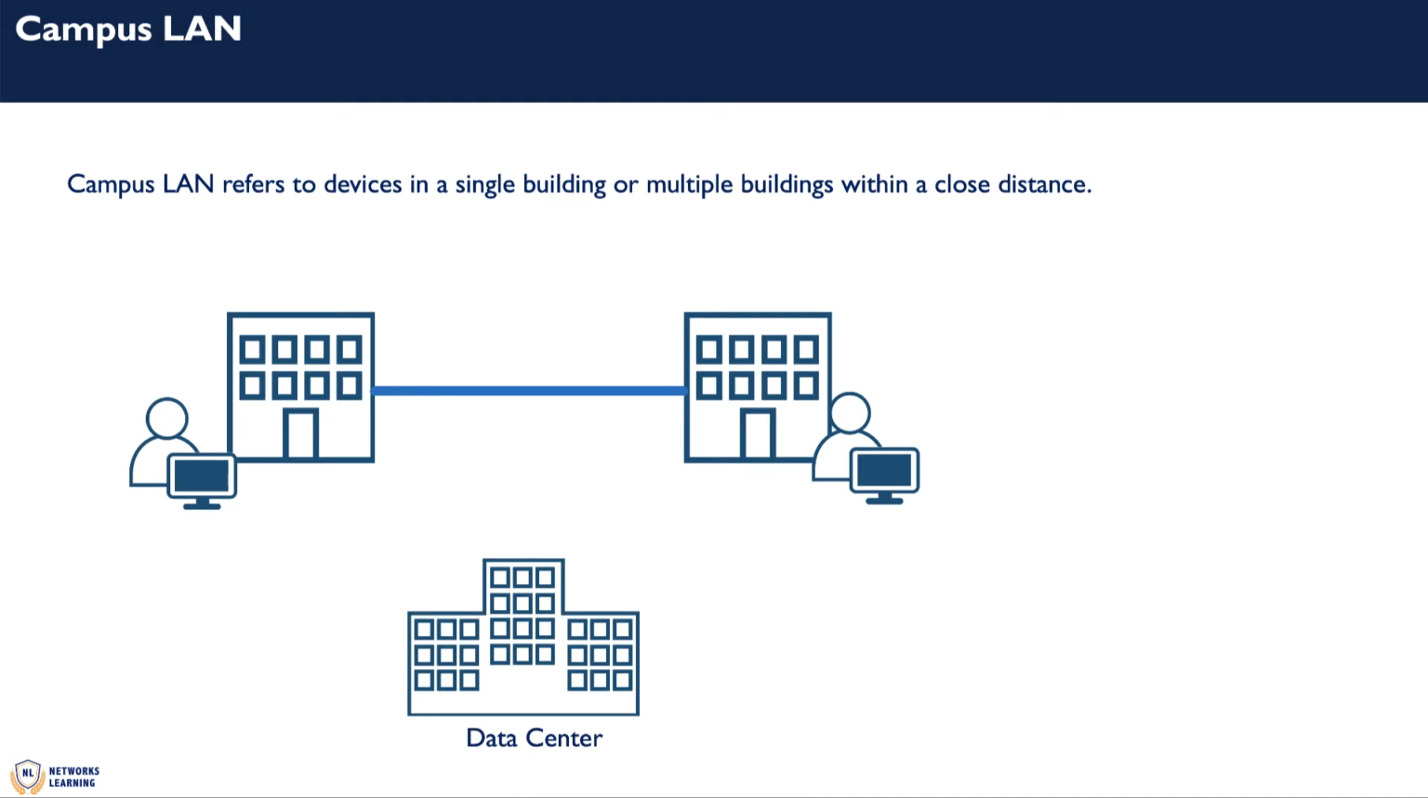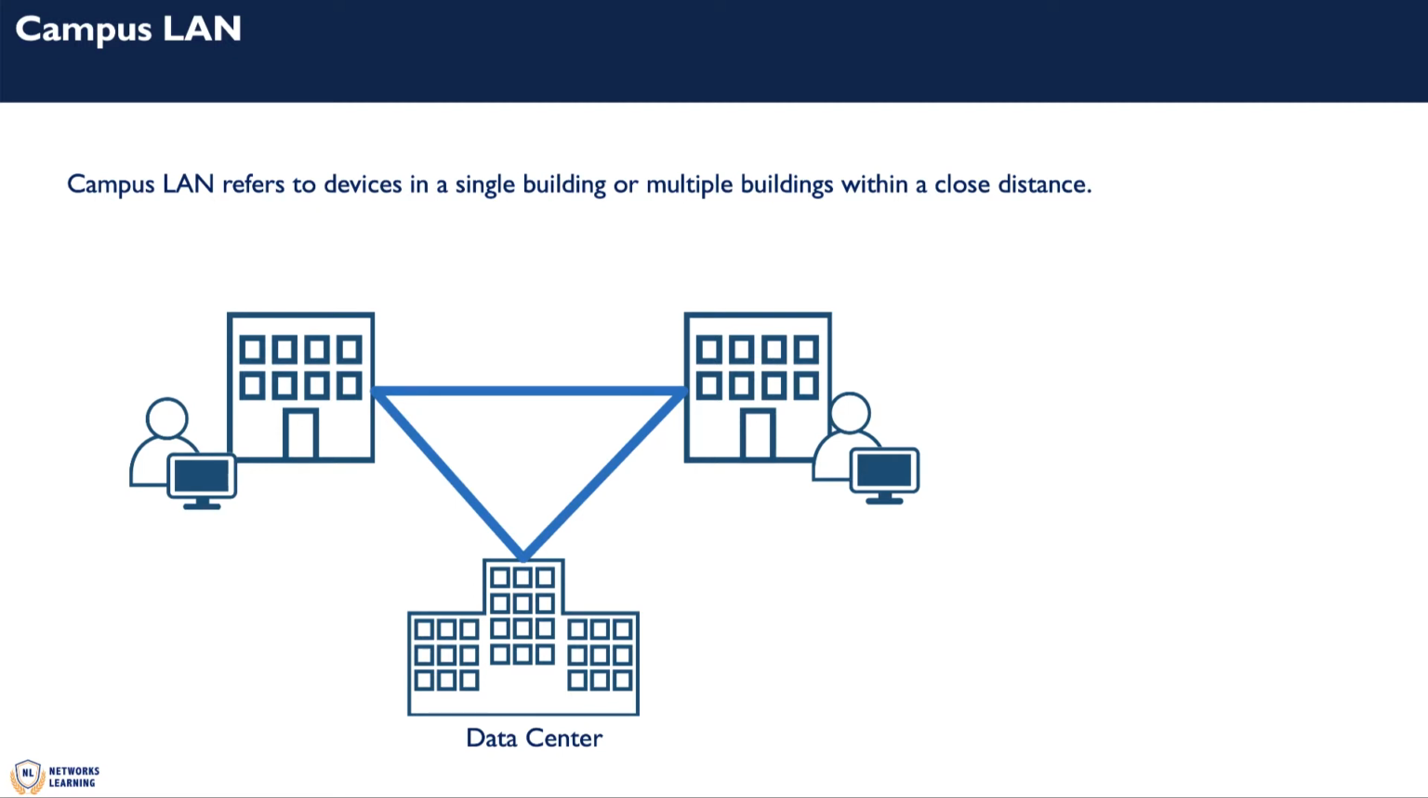You could also interconnect your two buildings to a data center, for instance. And all these buildings have something in common. They're all within a close distance. So you're not going over a service provider, for example, to connect these hosts and these buildings. You are the administrator of this campus and you're the one connecting and building this campus.